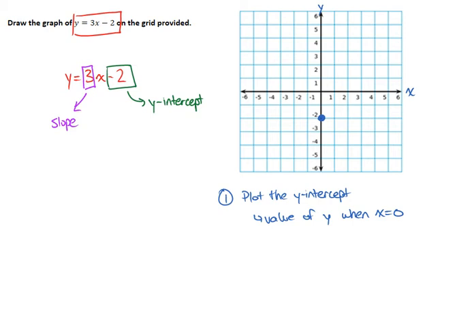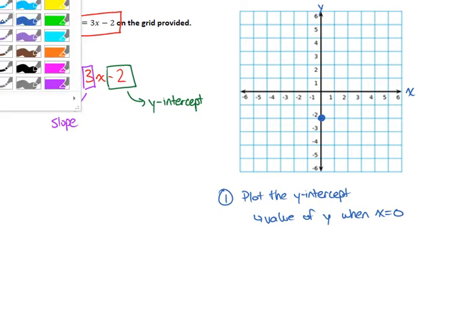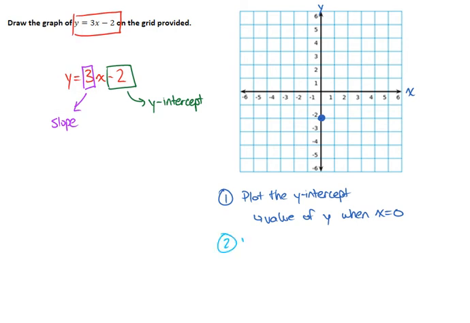Okay? And then your next step after that is to use the slope to find other points. And the key thing to remember about the slope is that it's a ratio of rise over run. And that tells you how many steps to go up and how many steps to go over. So this is a key thing, the fact that the rise over the run is equal to the slope.